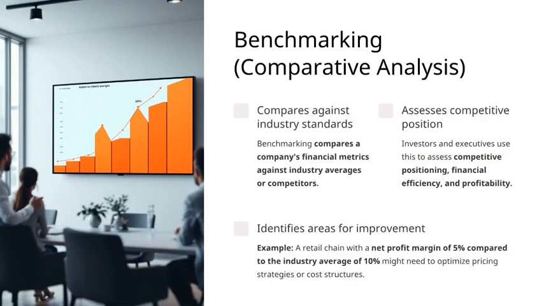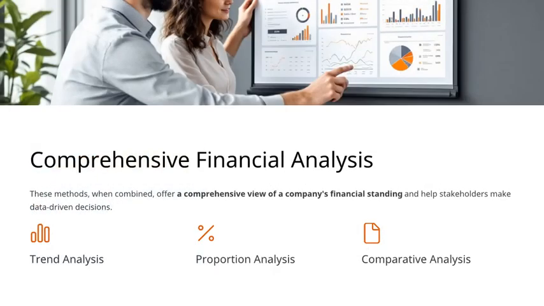Benchmarking or comparative analysis. Benchmarking compares a company's financial metrics against industry averages or competitors. Investors and executives use this to assess competitive positioning, financial efficiency, and profitability. Example: a retail chain with a net profit margin of 5% compared to the industry average of 10% might need to optimize pricing strategies or cost structures. These methods, when combined, offer a comprehensive view of a company's financial standing and help stakeholders make data-driven decisions.